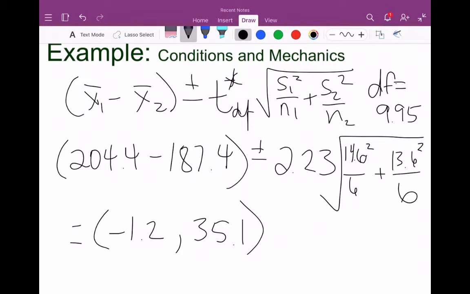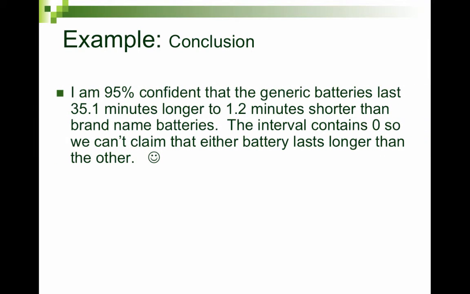So that gives us our interval. We have to show this work, but again remember that it is the interpretation that is most important. So our conclusion is that I am 95% confident that the generic batteries last 35.1 minutes longer to 1.2 minutes shorter than the brand name batteries. The interval contains 0, so we can't claim that either battery lasts longer than the other one. So since we don't know that generic or name brand lasts longer, I say buy whichever one is on sale and costs you less money.